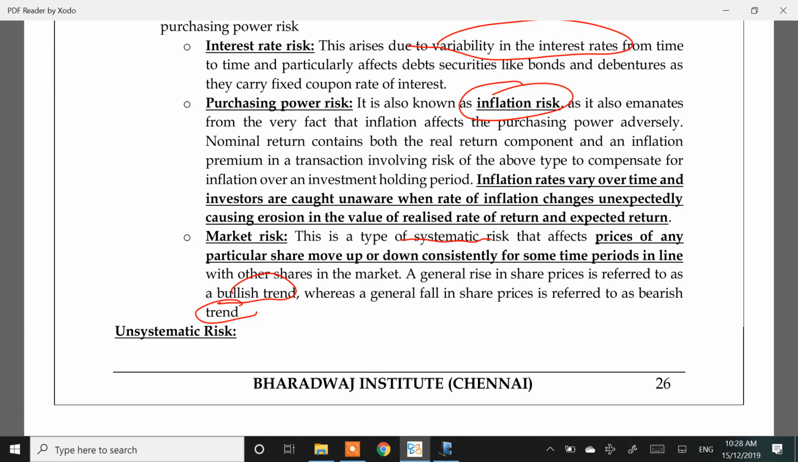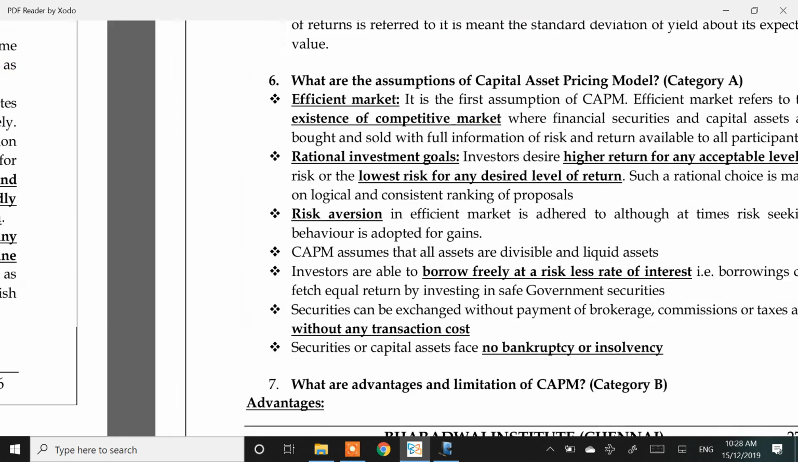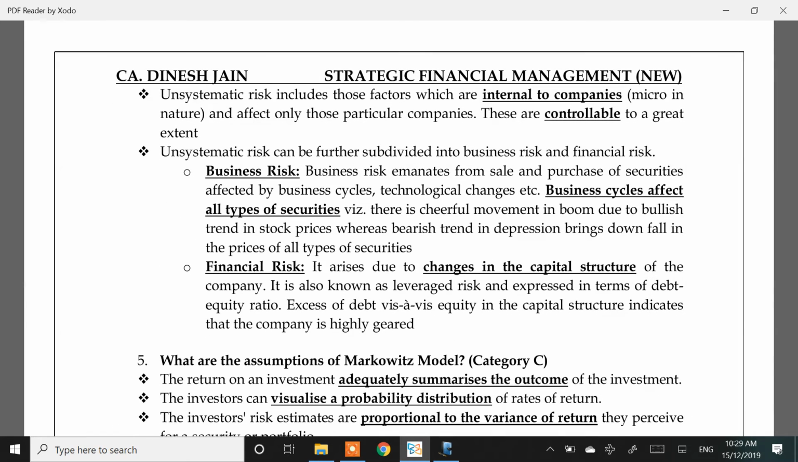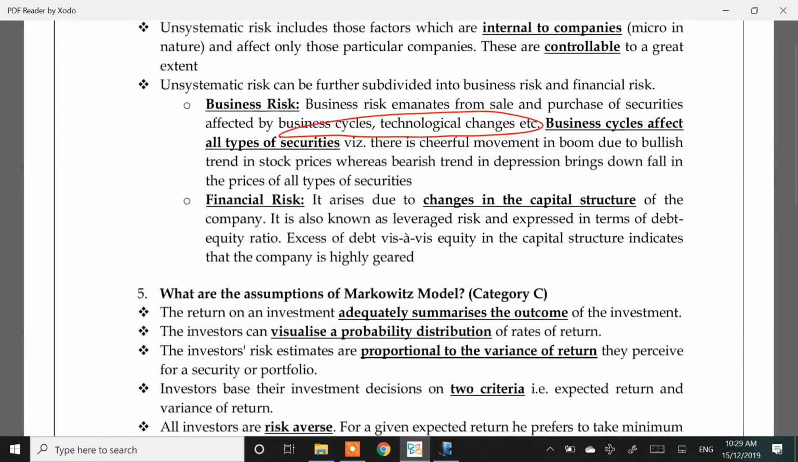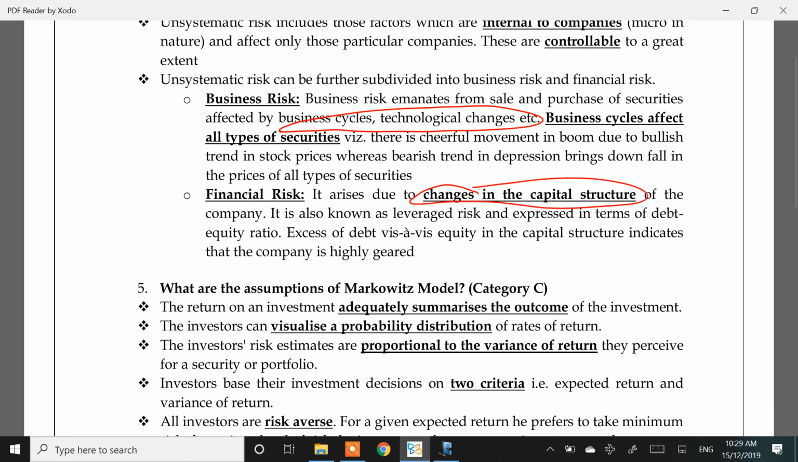Unsystematic risk are normally factors which are internal to the company. It's not going to affect all the companies. It will affect only this company, and it is normally called business risk and financial risk. Business risk is basically those factors which are impacting on the business side. Example, business cycles, technology changes, demand issues. And financial risk is on the capital structure side. Having too much debt can be a problem. The sale and purchase of securities is affected by business cycle, technological changes, and changes in capital structure, the debt equity ratio, the major part.